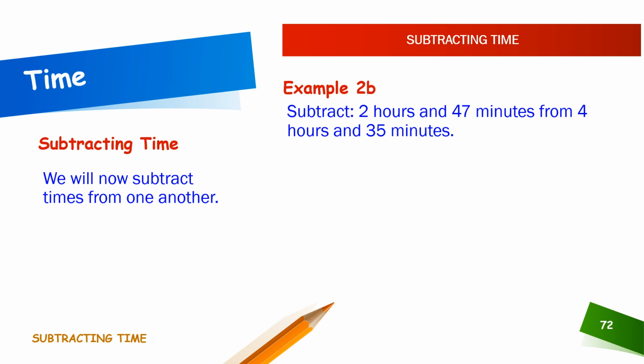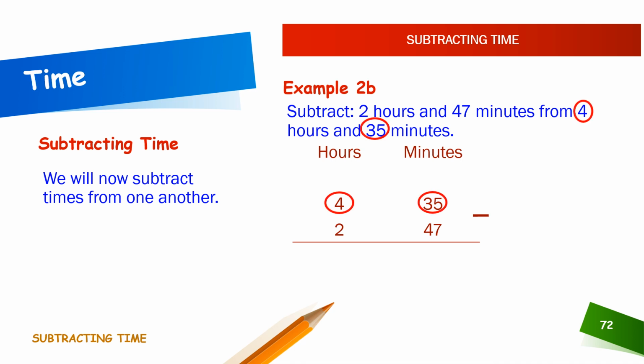Let's now examine another example. We're going to again subtract 2 times from each other. We set up a table to help us with this and place the larger time, or the time we are subtracting from, in the top row. And we place the smaller time in the second row. Now 35 is smaller than 47. So we borrow an hour from here and convert it into minutes.